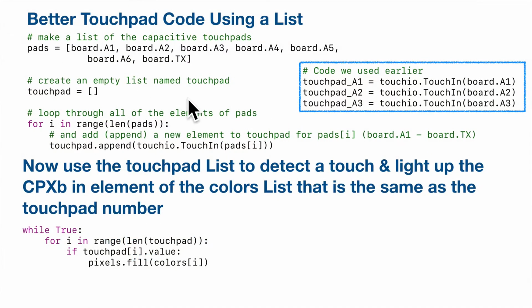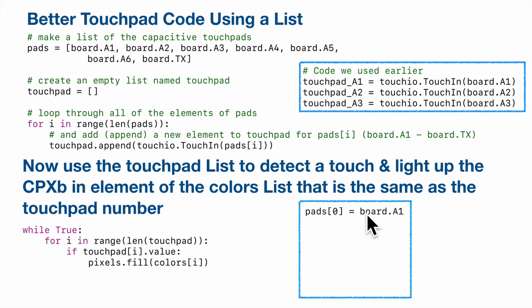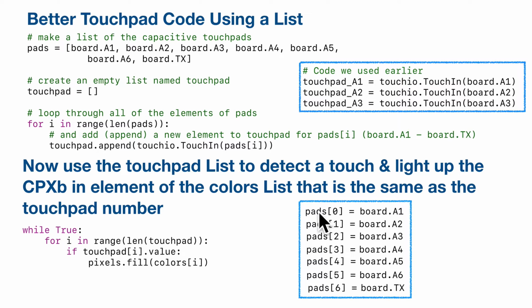So we're going to create a list called pads. And inside of that, instead of putting the colors in, we're going to say board.A1, board.A2, all the way down through board.TX. So pads is a list. And remember, these lists are indexed starting at 0. So pads bracket 0 is going to be board.A1. Pads bracket 1 is going to be board.A2, all the way up to pads bracket 6. That's going to be board.TX.